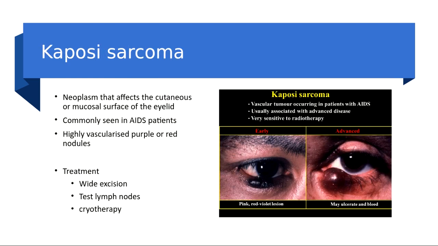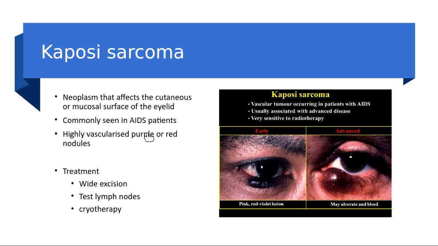Kaposi sarcoma, we hardly see this much anymore, but in the early stages of HIV, yes, we saw a lot of it. So this would be your differential diagnosis with your melanomas. But of course, you would be able to differentiate it from your history.